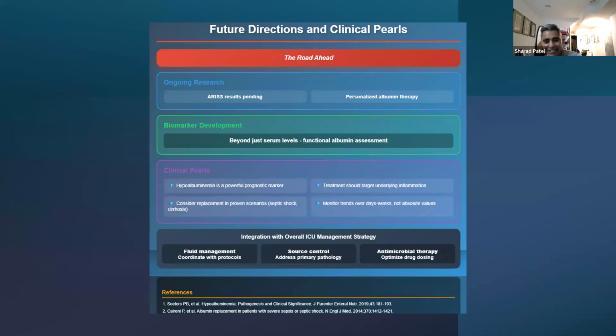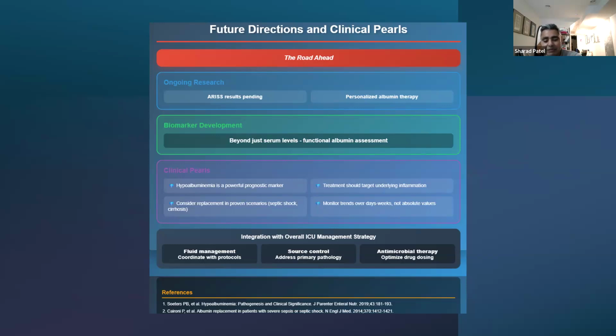Again, then we keep going back to that chicken and the egg picture as well. I think we're going to learn a lot about albumin going forward as we consider a lot of the other mechanisms beyond just oncotic pressure, including inflammation, free radical scavengers, nitric oxide binding, and things like that. So with ongoing research, we'll see what the ARIS trial results are, as they are pending. In the future, we might even be looking at personalized albumin therapy based on things like hypoalbuminemia plus high CRP versus hypoalbuminemia with low CRP. Is there a benefit with one patient versus the other?